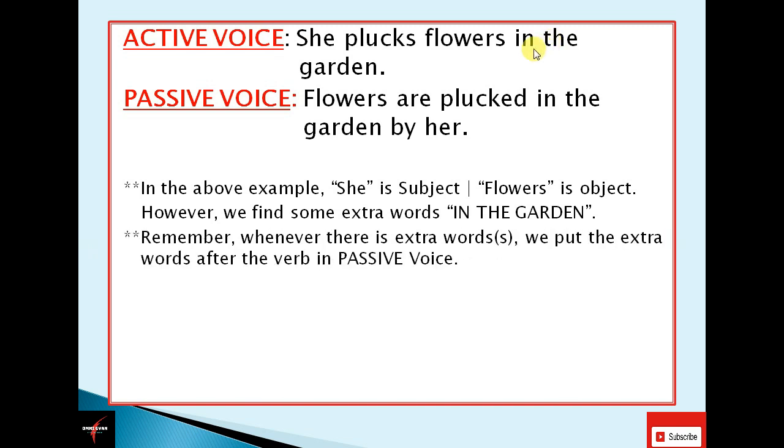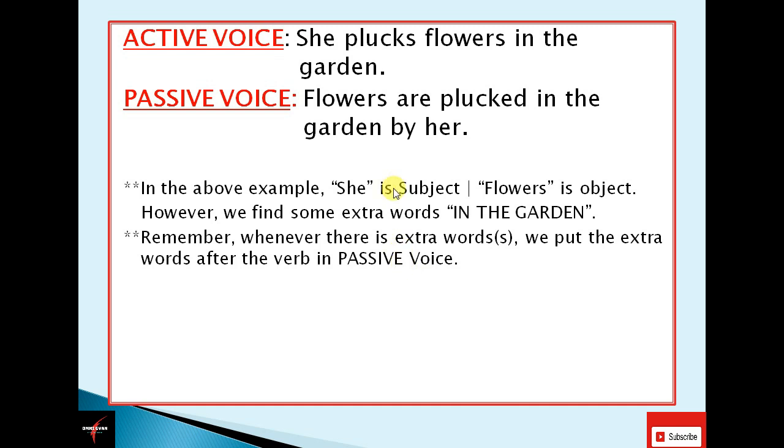Let us learn. So remember, whenever there is an extra word, we put the extra word immediately after the verb in the passive voice. Here you see the words "in the garden". Where have we used them? After the verb. So flowers are plucked. Plucked is the verb. Then we put this extra phrase, in the garden, after the verb. Then we use "by", and then "she" becomes "her", as I told you in the earlier example also. If there's "he", it becomes "him". So there is "she" here, it becomes "her".